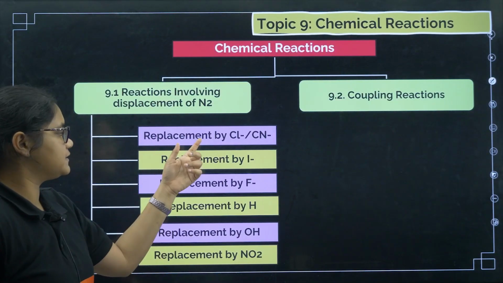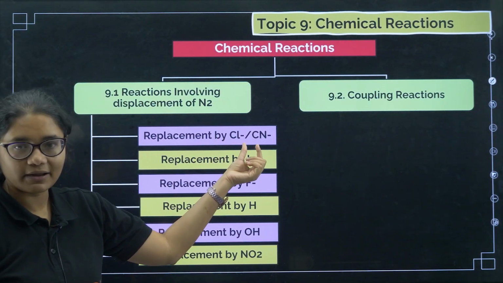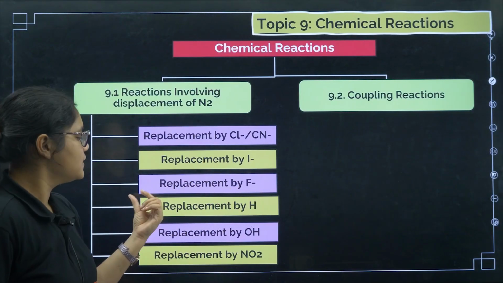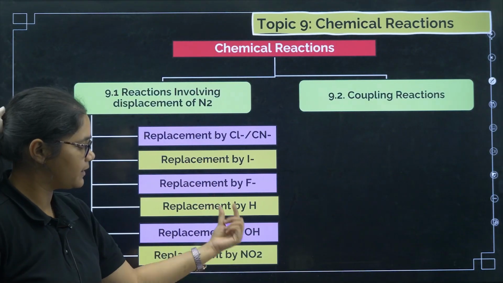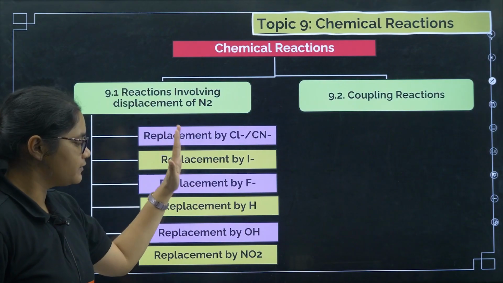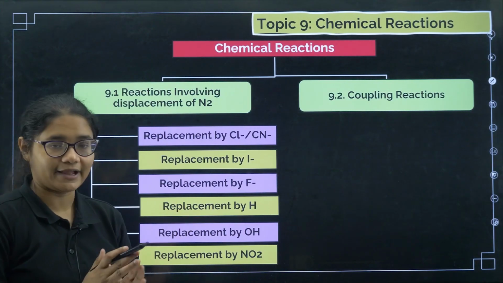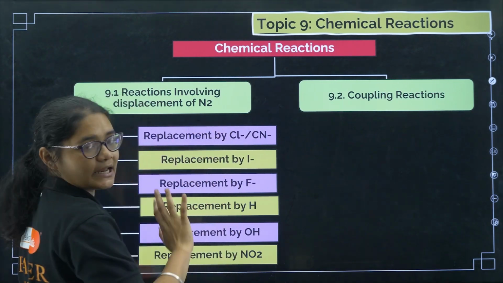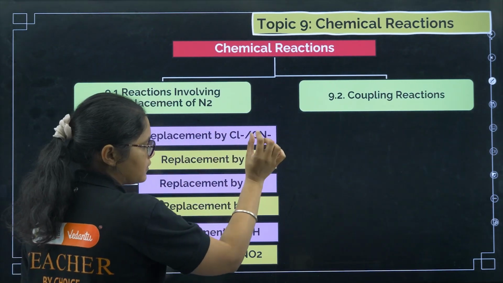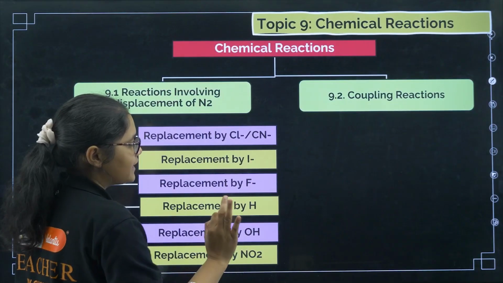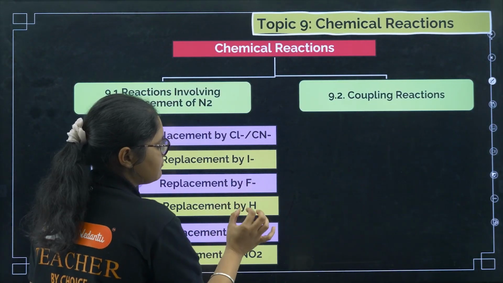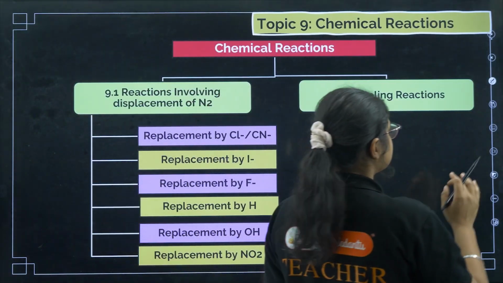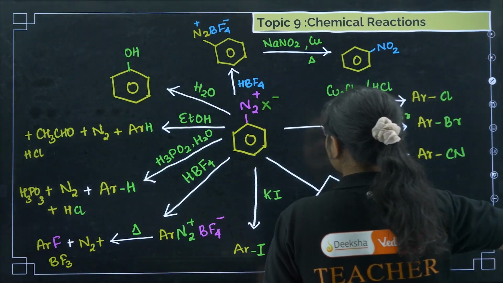So for example, replacement by Cl-, CN-, replacement by I-, replacement by F-, replacement by H, replacement by OH, replacement by NO2. So we have six reactions. You should know what the reagent is to replace Cl-, CN-, I-, F-, H, OH and NO2. And apart from that we have coupling reactions as well. Okay, so let us see the first one.